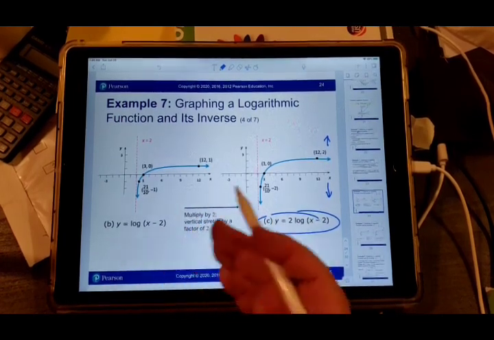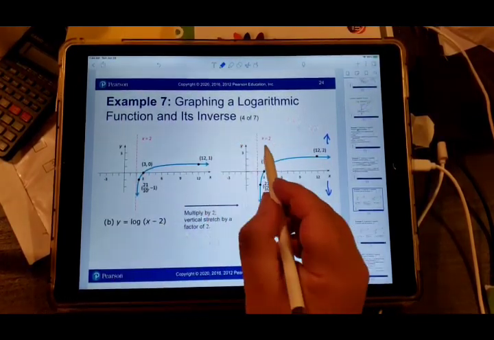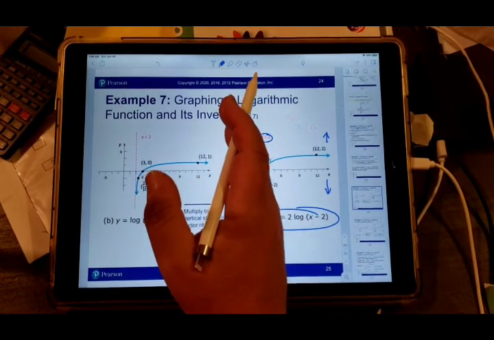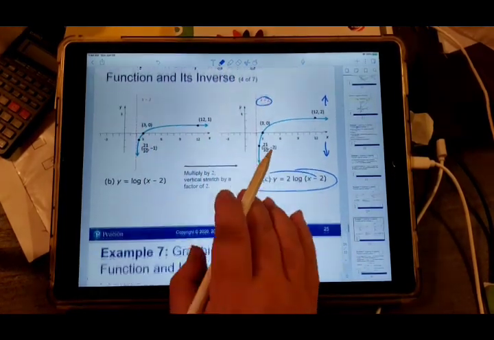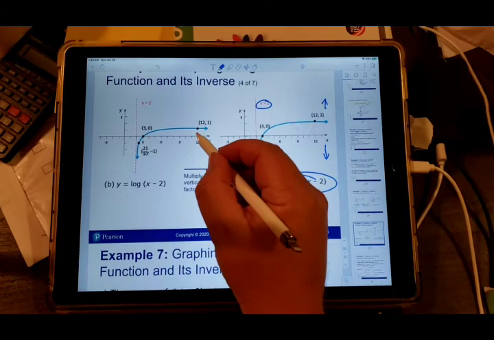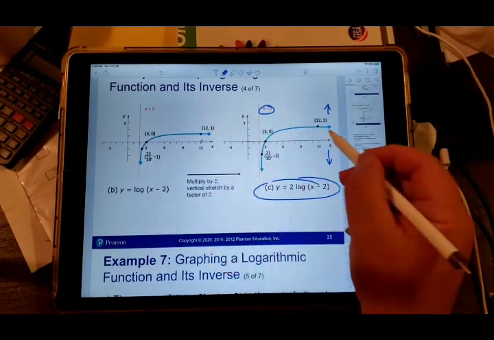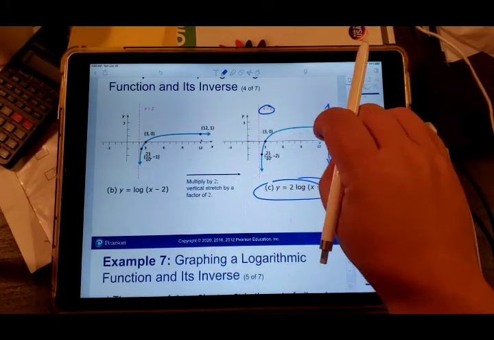Okay. So hopefully everything makes sense. In other words, why is it x equals 2? Because it had been x equals 0, but I shifted it. You know, why is this? You know, at 12 it went up 1, and now at 12 it goes up 2 because I stretched it.